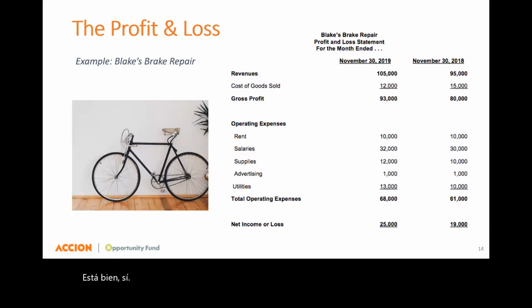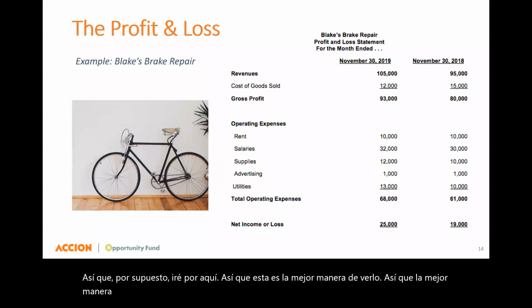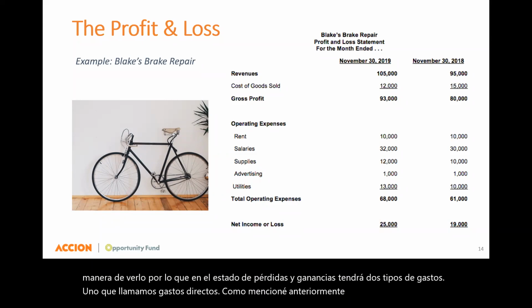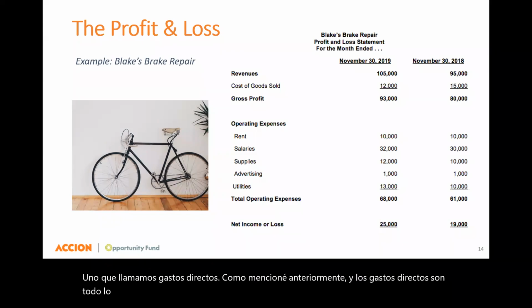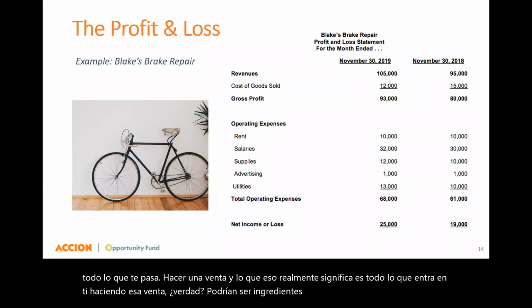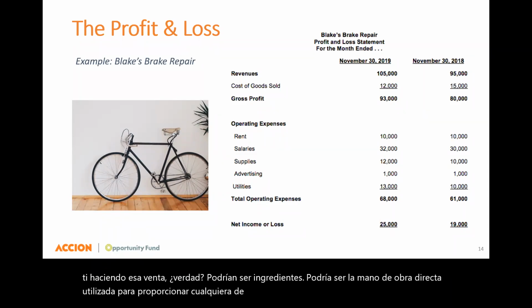Of course. So I'll go over here. This is the best way to look at it. In a profit and loss statement, you will have two types of expenses. One is what we call direct expenses, as I mentioned earlier. Direct expenses are everything that's tied to you making a sale, and what that really means is everything that goes into you making that sale, right? It could be ingredients. It could be the direct labor used to either provide that service or help create that product, right?